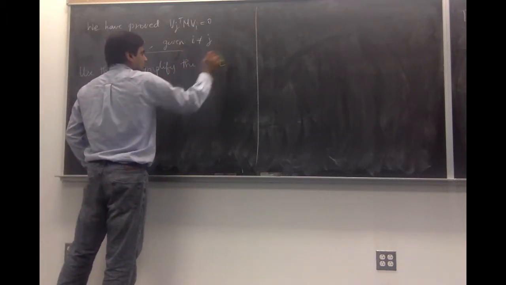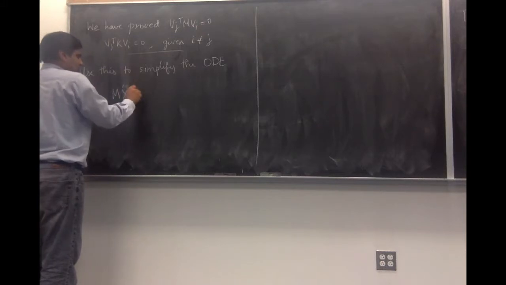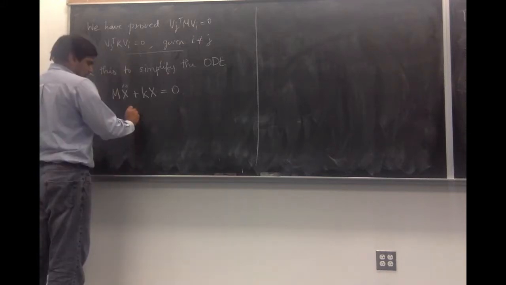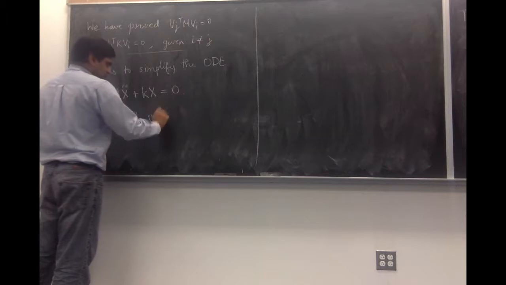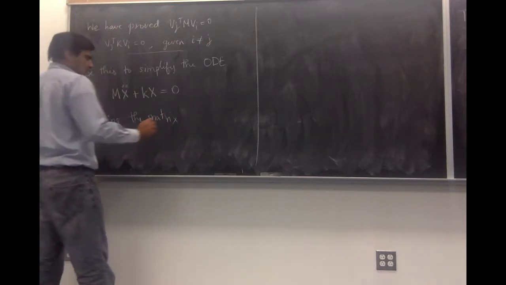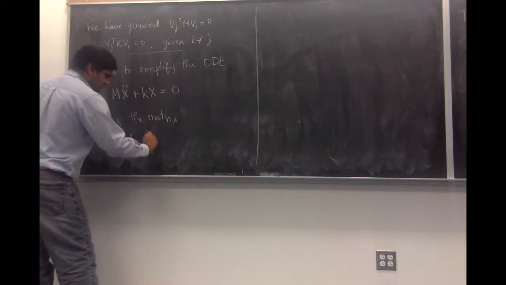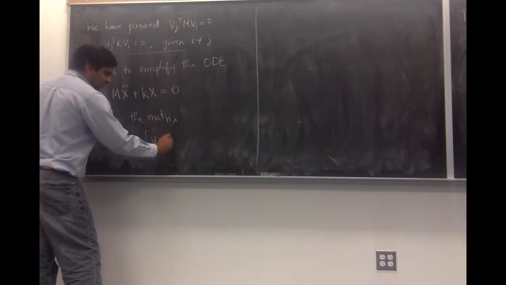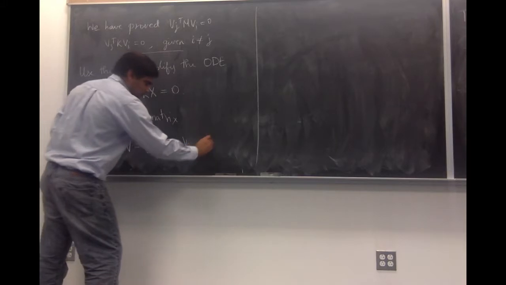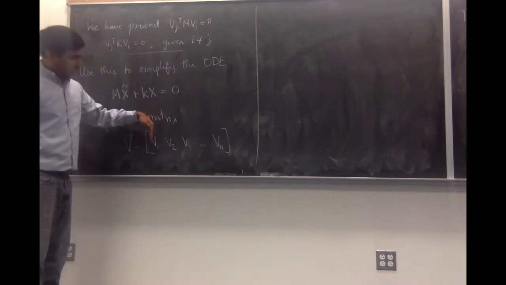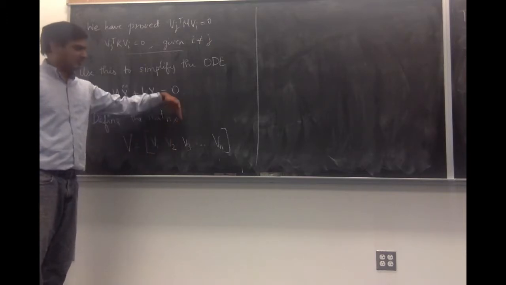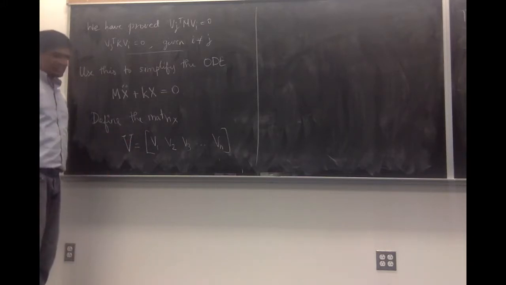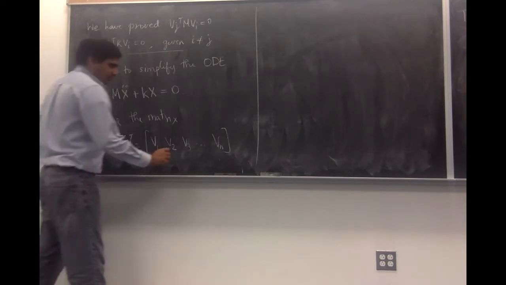the ODE. Okay, so we have this equation, M x double dot plus K x equal to 0. Define the matrix V, capital V, which is all the eigenvectors arranged as a column. Column number 1 is the first eigenvector, column number 2 is the second eigenvector, and so on. Column number n is the nth eigenvector. We're going to call this uppercase V. This is an n by n matrix.